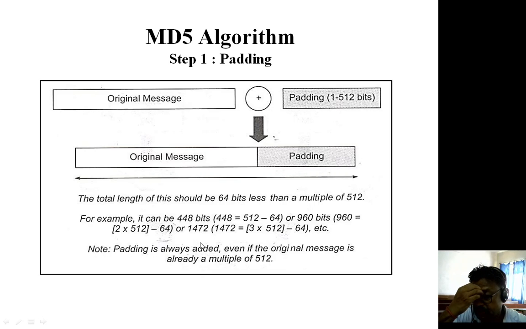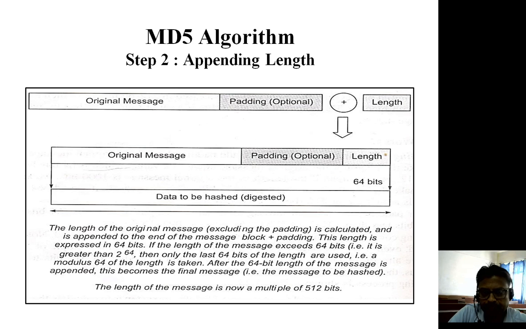So this is the first step, that is called padding, and again I am repeating, padding is done in a number of bits. It can be from 1 bit to 512-bit, and it should be made in such a manner that the total length of the message becomes 64-bit less than the multiple of 512-bit.